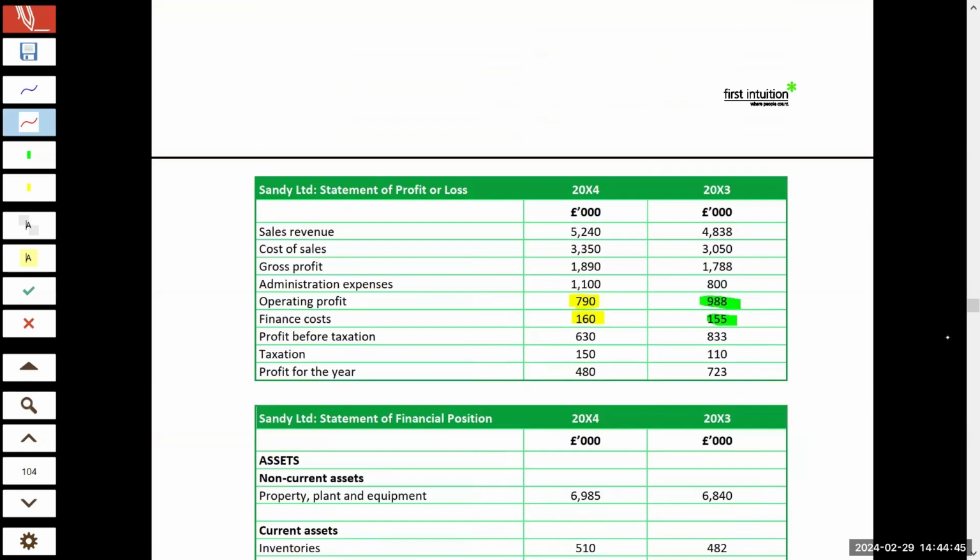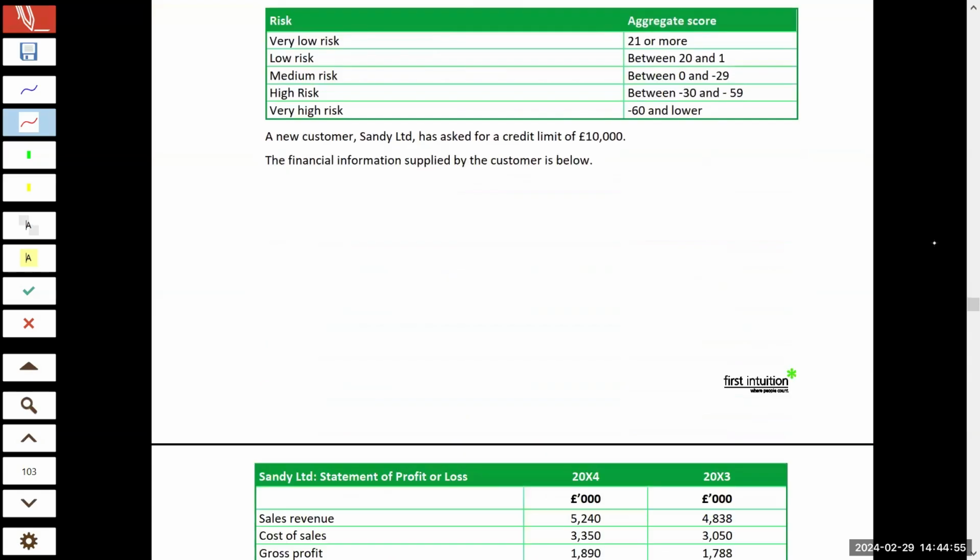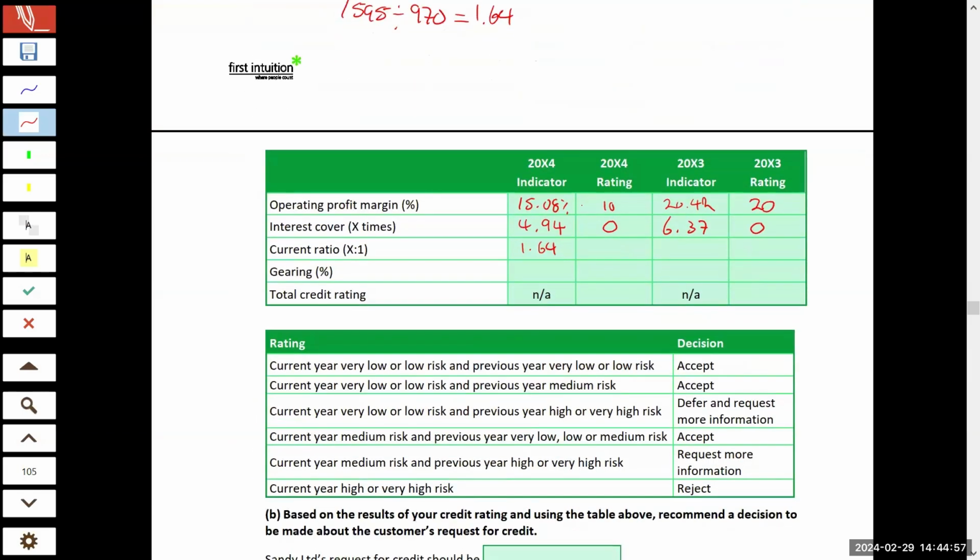I can then assess the credit score from that by going to the current ratio section, and we can see that anything that is less than 2 gets a score of minus 25. So let's put that in.